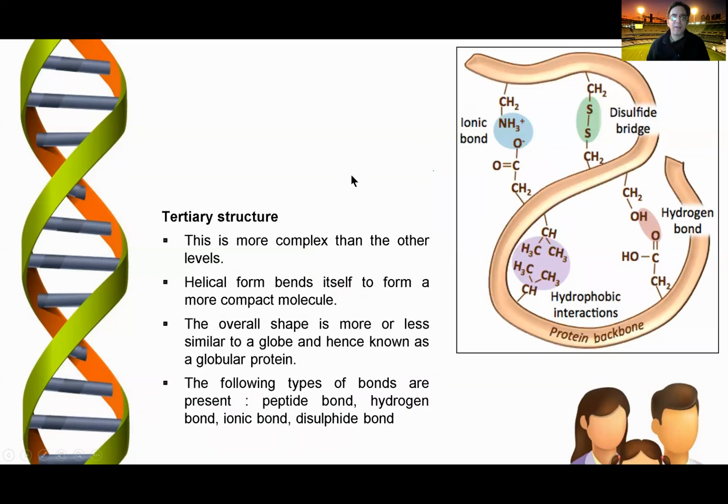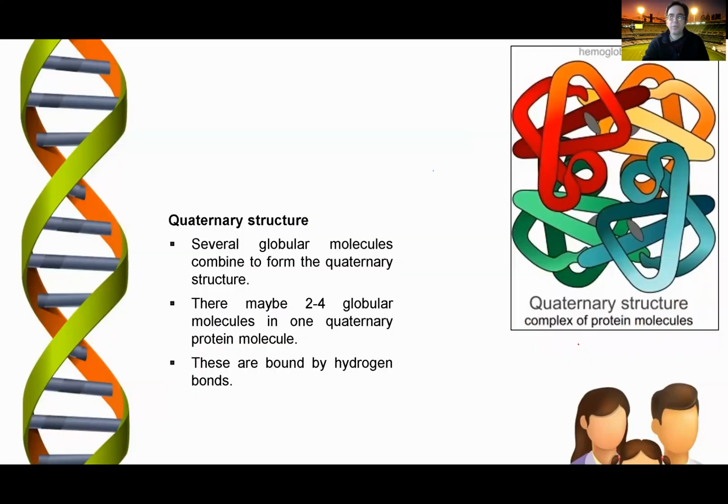The next one we're going to have a quick look at is the tertiary structure of proteins, which basically refers to how proteins bend and form different shapes. The following types of bonding are present here: peptide bonds, hydrogen bonds, ionic bonds, and disulfide bonds. If we think back to different bonding types, disulfide just means bonding between two sulfur atoms. Peptide bond I explained before. Hydrogen bond obviously occurs with hydrogen. And all of the different bonding types in proteins contribute to how they are formed and their stability.